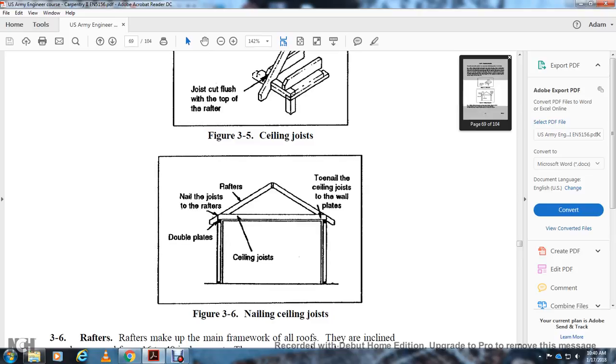You have your double plates for the nailing of the joists and the rafters. Nail the ceiling joists to the walls and the plates.